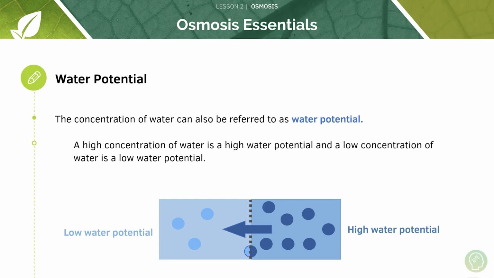Now, on the last slide, we defined osmosis as water molecules moving from a high to a low water concentration. But another way of referring to the idea of concentration of water is referring to it as water potential. So a high concentration of water is a high water potential, and a low concentration of water is a low water potential. How I think of it in my head is you can just use those words interchangeably, but for the purpose of the exam, instead of saying high water concentration, you would say high water potential, okay? And same with low water potential. And it's moving down a potential gradient, a water potential gradient.